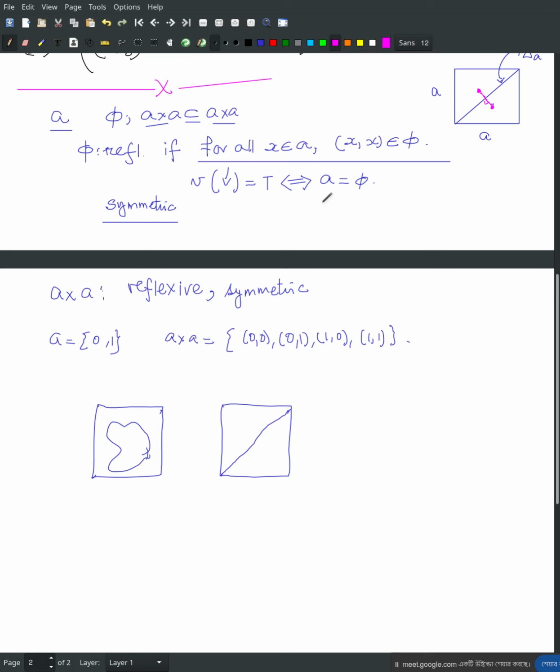Symmetry means that the relation must contain the reflection of all of this. So this is reflexivity, this is a general relation, and this is exactly the scenario for symmetry.